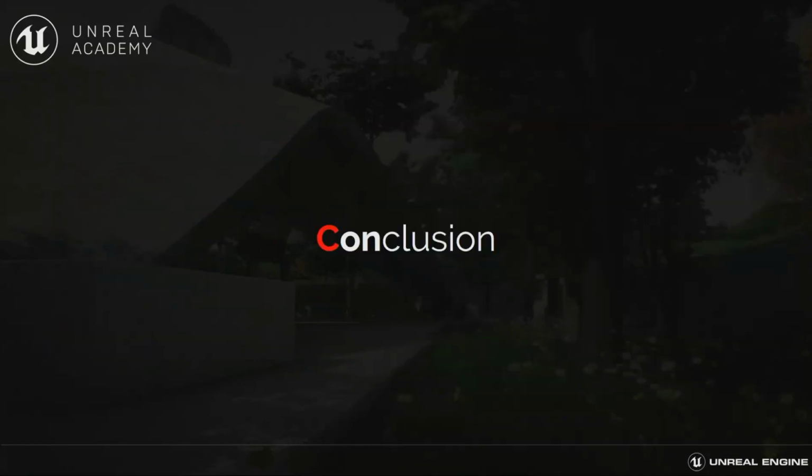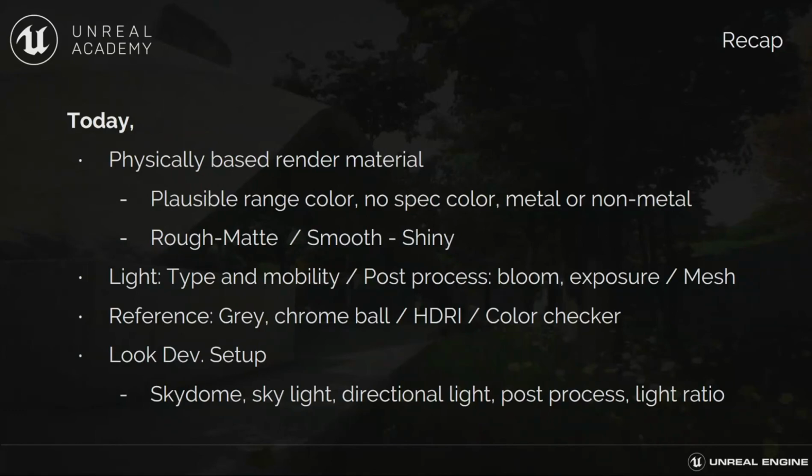So let's finish up our session today. Today we talked about PBR, which is physically based rendering material: a plausible range of color, no specular for no color information, matte for matte or non-matte. Roughness: the more rough it gets, the more matte the object is, and the smoother it is, the more shiny.